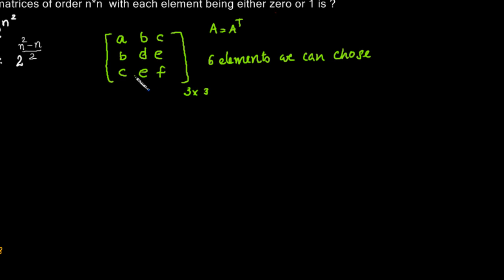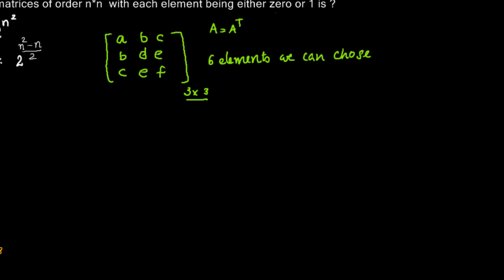The other 3 are not under our control. We are supposed to put it in the same way. So we have in effect 6 choices of elements. Okay, set it apart. For 3 we have 6 elements that can be chosen.